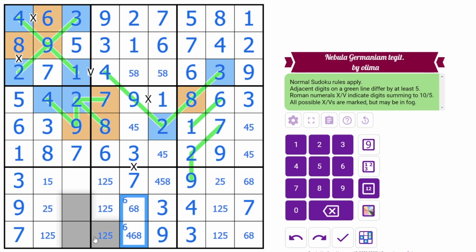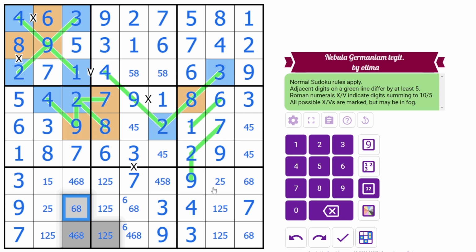1, 2, 5. This is 6, 8, 4, 6. This was a 4, 6, 8, right? No, this is 1, 2, 5, 3, 8. So this is 4, 6, 6. This was a 4, 6, 8. And this was within 4, 6, 8. Is that correct? Yeah, that's correct. 4, 6, 8, with this node being 4.